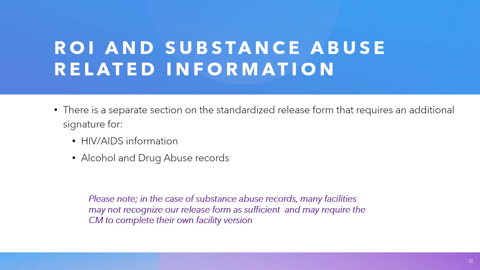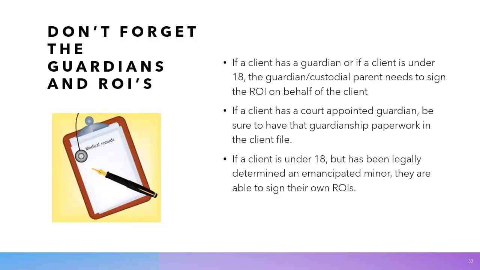Releases are valid for 1 year from the date of signing. However, a client can revoke this authorization at any time in writing. If a client has a guardian, or if a client is under 18, the guardian or custodial parent needs to sign the release on behalf of the client. If a client has a court-appointed guardian, be sure to have that guardianship paperwork in the client file. If a client is under 18 but has been legally determined an emancipated minor, they are able to sign their own releases.